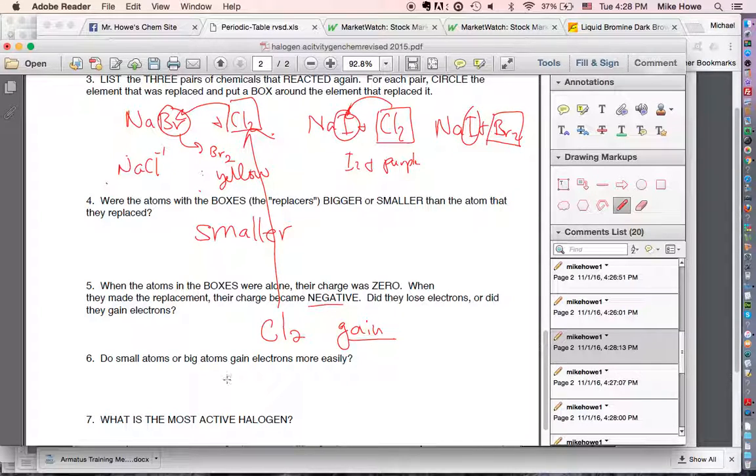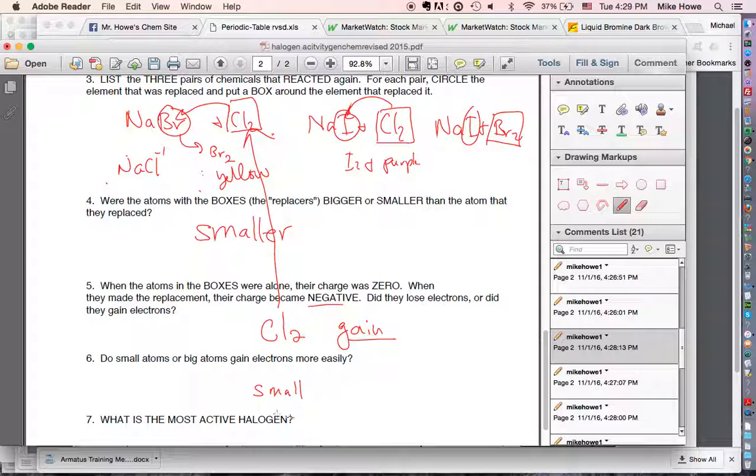All right, now do small atoms or big atoms gain electrons more easily? Well, last week we talked about electronegativity and the tendency of smaller atoms to gain electrons more easily. So small atoms gain easier. That's why they're small, because they're pulling in electrons.